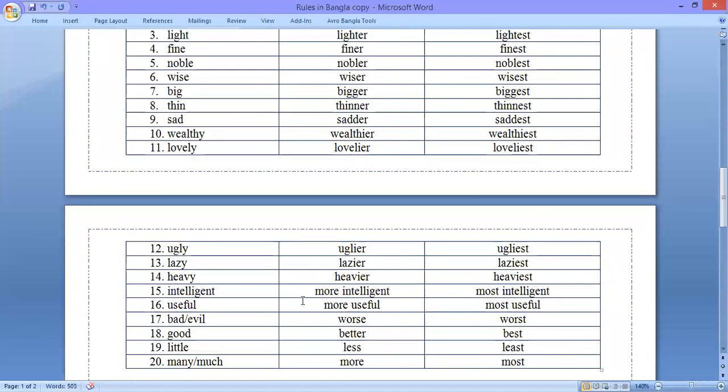When there is y at the last of the word, and if you want to make this comparative, we need to use ier, and if you want to make this superlative, we need to use iest, such as wealthy, wealthier, wealthiest, lovely, lovelier, loveliest, ugly, uglier, ugliest, lazy, lazier, laziest, heavy, heavier, heaviest.